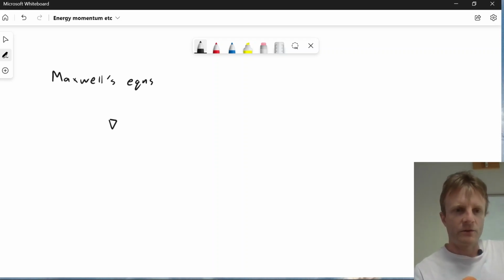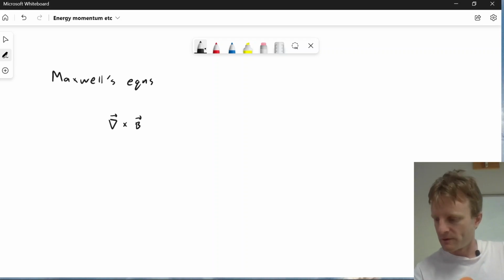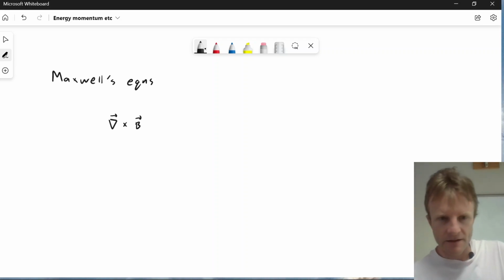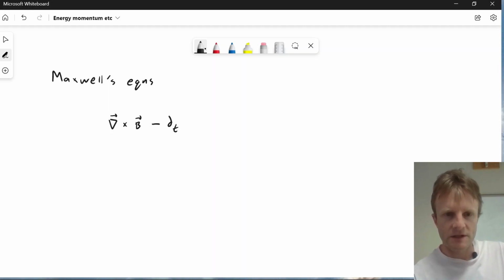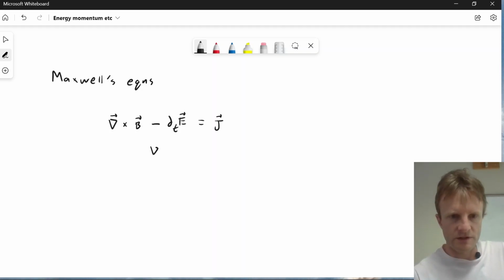So Maxwell's equations, you're used to from a form like this. I can never remember all the signs, so I'm just copying them down. Curl of B minus the time derivative of E is J. And divergence of E is rho.